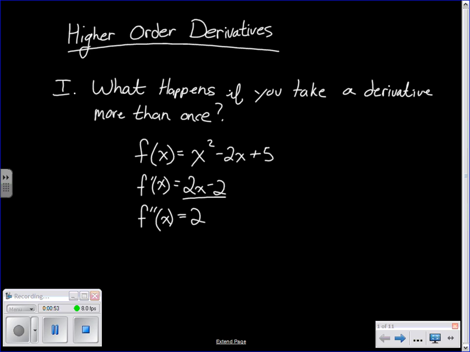So this is what happens whenever I try to find a derivative more than one time. I find the second derivative. I could even keep going, and I could find the third derivative, and I would end up with 0. The fourth derivative would also be 0, fifth, sixth, and so on.